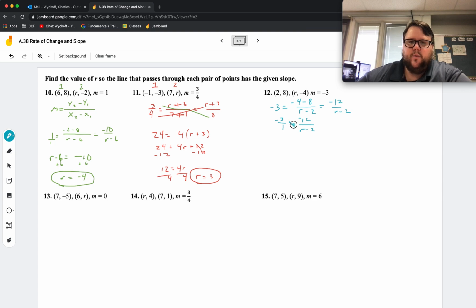I'm going to cross multiply. So negative 3 times r minus 2, negative 3 times r is negative 3r. Negative 3 times negative 2 plus 6 equals 1 times negative 12 is negative 12. So I subtract 6. Negative 3r equals negative 18. Divide by negative 3. R equals negative 6.